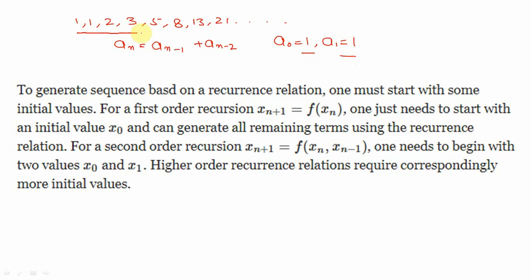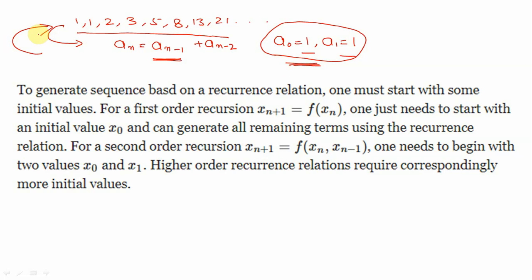So if I have a series, I can use this series to find out the recurrence relation, or I can go in the reverse direction also. Suppose I have this recurrence relation and I have these initial conditions. So I can use this recurrence relation and these initial conditions to find out the series. So to generate the sequence based on recurrence relation, one must start with some initial values. These must be given in order to identify the sequence. If you do not have the initial values, then it is difficult to identify the series from the recurrence relation.